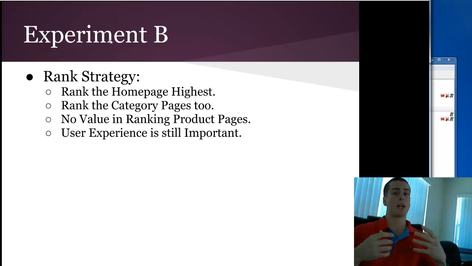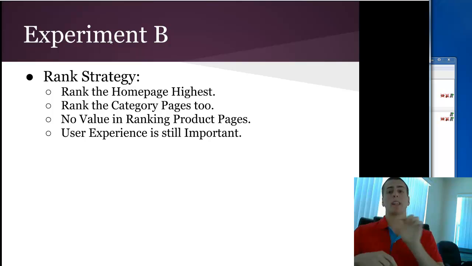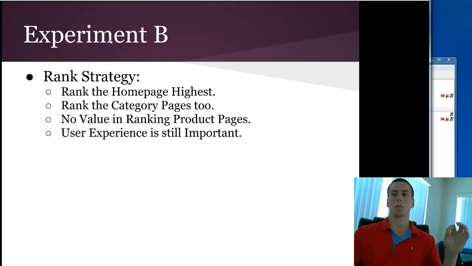So in this experiment, our rank strategy is we want to rank the homepage the highest. But this time we want to rank the category pages too. For whatever reason in this experiment, maybe we feel like we found some great search terms for the category pages. So we want those category pages to rank for that. We still have some great search terms for the homepage, so we want to send a lot of PR there as well. But for whatever reason, in this experiment, there's no value in ranking the product pages. So we want users to be able to navigate to those pages because maybe they can purchase the product there. But there's no value for this experiment in ranking them. So we don't want to send that much PR to those pages.